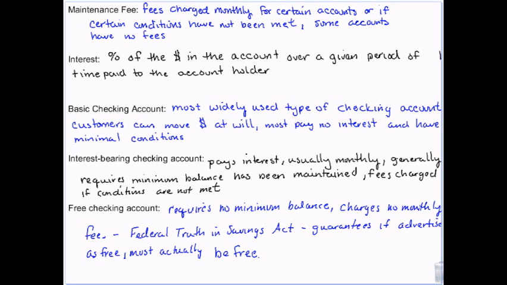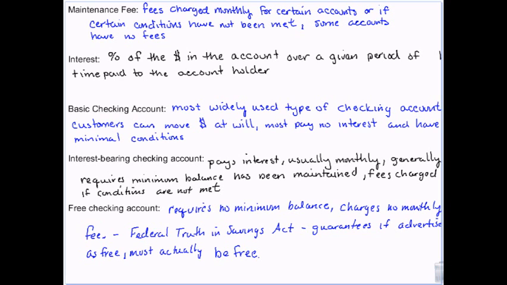Most of them don't have a minimum balance required. A few do, but the majority of them don't have a minimum balance. They don't charge for going over a certain number of transactions. They don't have very many conditions. So this is the reason most people will use these. And most of them, if they do have a monthly maintenance fee, it's very low. A lot of them don't even have that though. They won't have a maintenance fee.